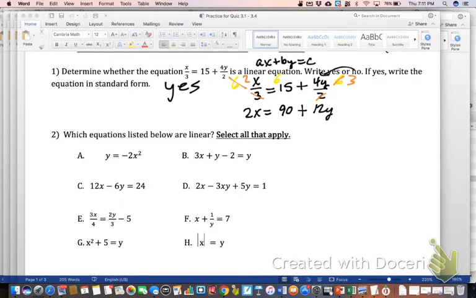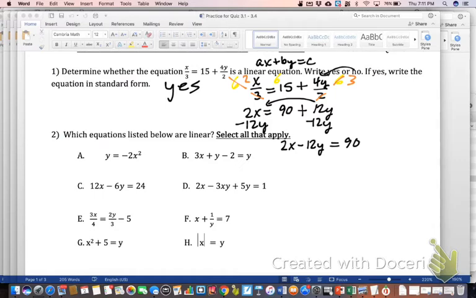So we're pretty close to standard form. All that needs to happen now is that 12y needs to be moved over to the other side. So I'm going to subtract 12y from each side. So my final standard form is 2x minus 12y is equal to 90.